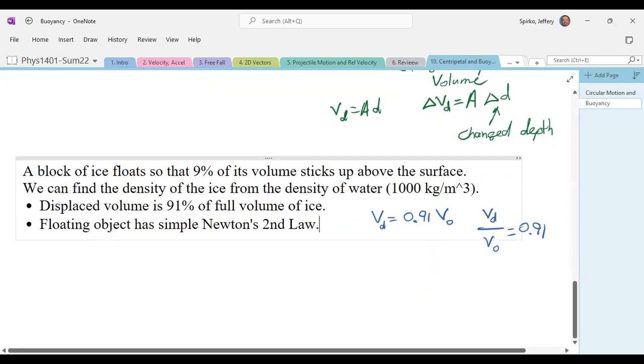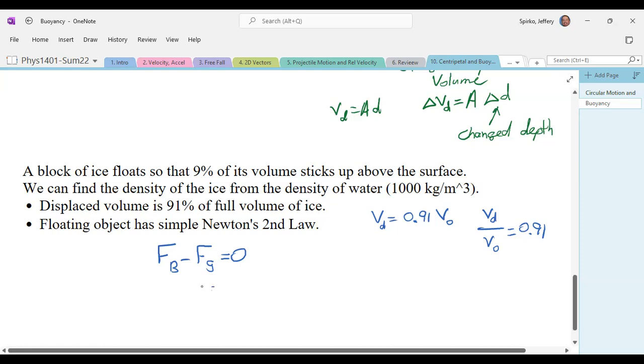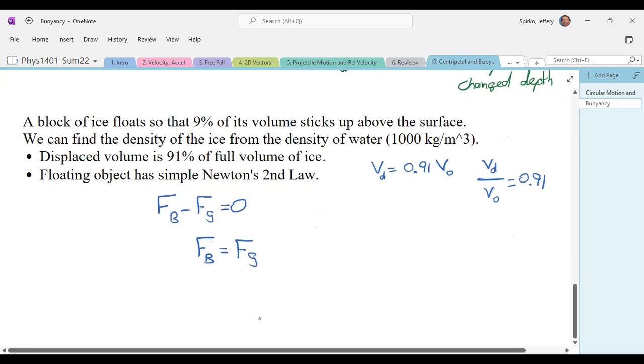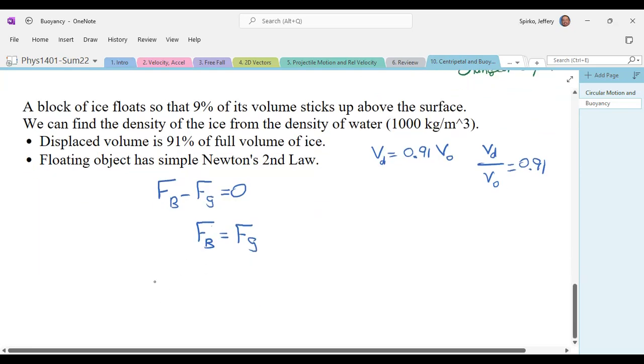And then the second thing I want to realize is that since this is a floating object, Newton's second law is pretty straightforward. It means that the force of buoyancy minus force of gravity equals 0. That's what I wrote up above. Still true for a floating object, which means that the force of buoyancy is equal to the force of gravity. And I can plug in the force of buoyancy here. Rho fluid V displaced G equals rho object V object G.